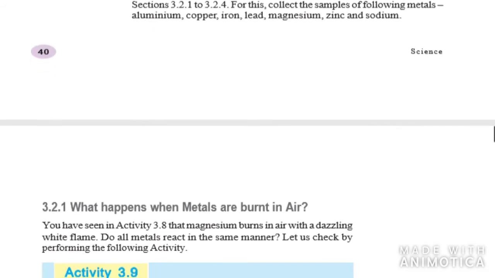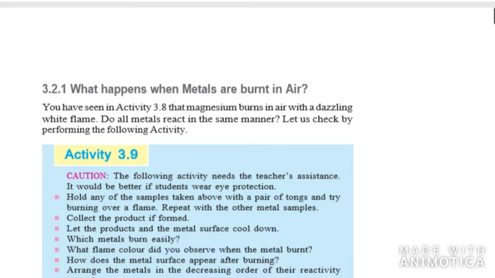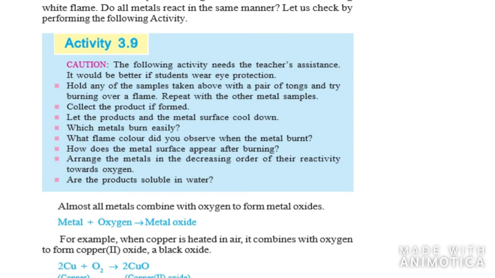Now we need to talk about chemical properties of metals, how they react with different elements to form new things. The first one is what happens when metals are burnt in air. That means we need metal, we need oxygen, then there would be a product. As you know, most metals combine with oxygen to form metal oxides. So when we have metal in the presence of oxygen, they form metal oxide. Mark this point. This is the general equation: when metal reacts with oxygen, they form metal oxide.